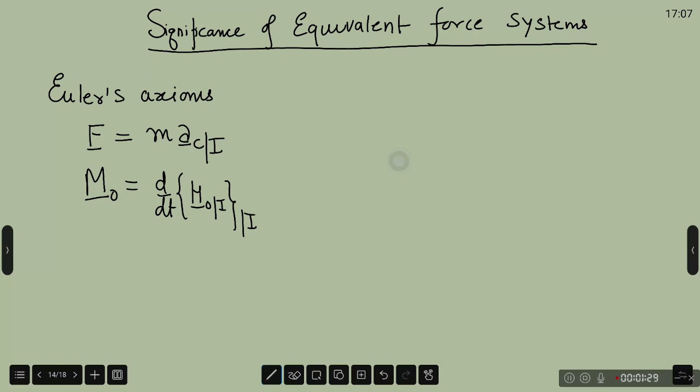Okay, so now having introduced ourselves to Euler's axioms, see what they are telling us. Of course, on the right hand side of both the equations we have kinematic quantities, right? Kinematics means acceleration or rate of change of angular momentum. All these are kinematics related to motion. On the left hand side, what we have is the force system.